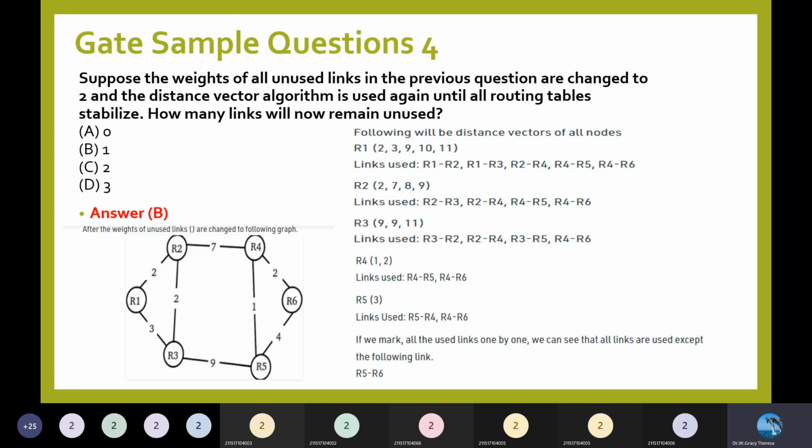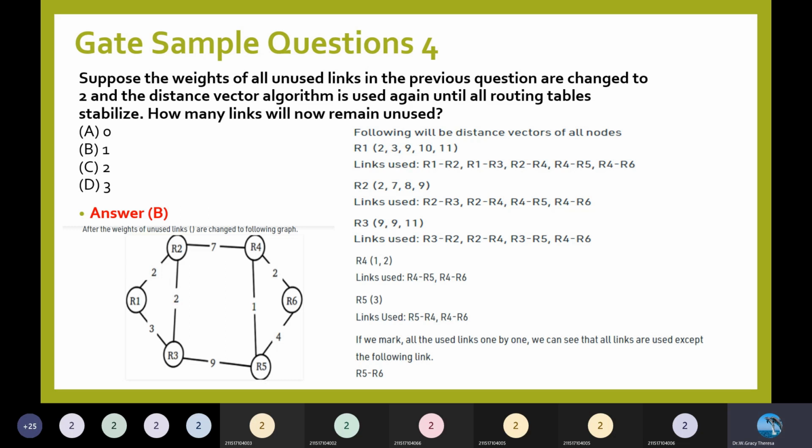That's it. Next, for R3, these are the links used, and for R4 it is 1, 2. So what are the links used? Only 3 links are used: R1, R2, R3, and R4. R4, R5. From this we come to R5, R4, R5, R6. R4 to R5 and R4 to R6 are used, whereas R5 to R3 is found to be not used. So only one link is not used.